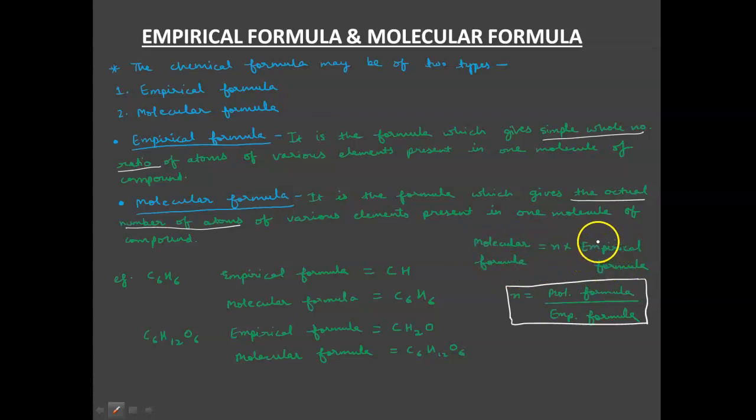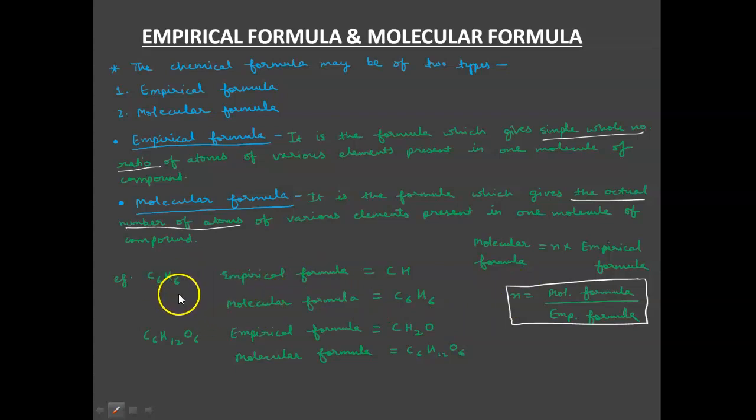It means empirical formula and molecular formula differ by this factor. This is the n factor. What is the n factor? Molecular formula mass upon empirical formula mass. We divide the molecular formula mass by the empirical formula mass, and we get this n factor. This n factor differentiates both the molecular formula and the empirical formula. Let us check both formulas by example.